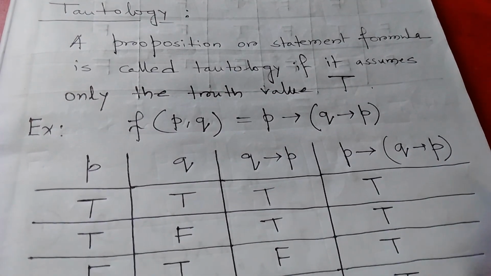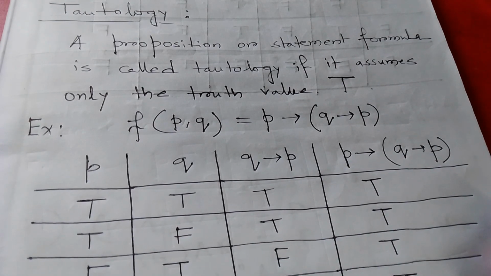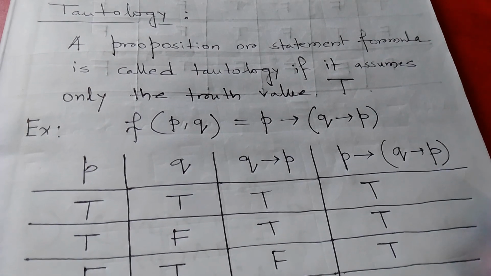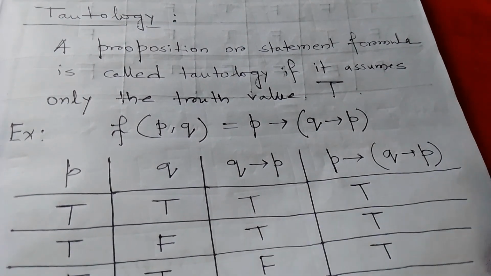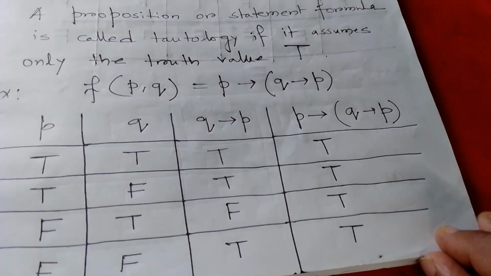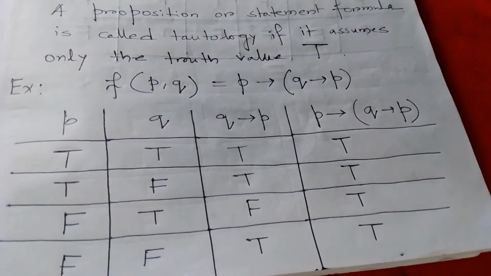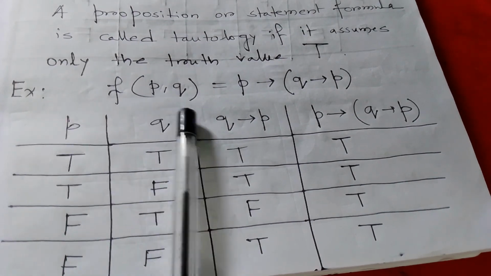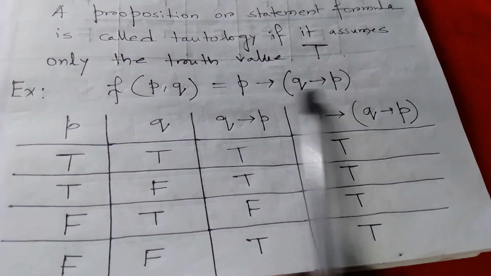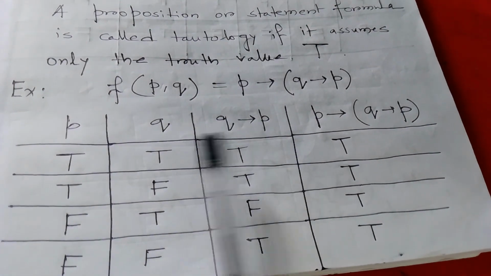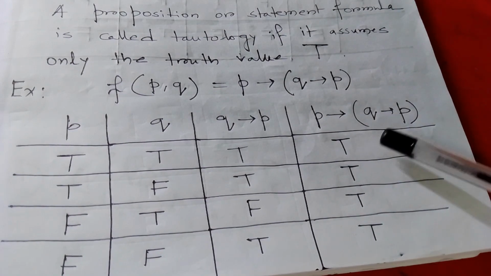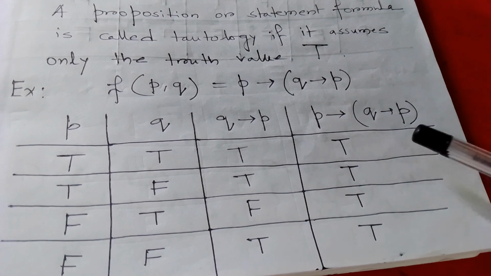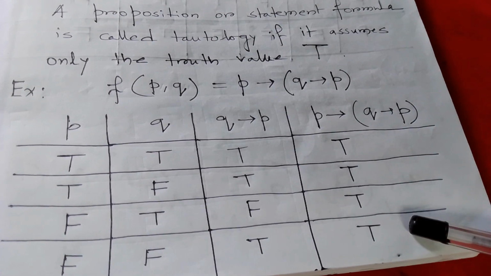And now, tautology. A proposition or statement formula is called a tautology if it assumes only the truth value T. In very simple form, the last column of that propositional formula will be all true. So let me take you to an example. This is a function consisting of p and q variables, and this is the propositional formula of this function. This is the truth table of this formula. We can see that the last column of the propositional formula is all true. So this is called a tautology.